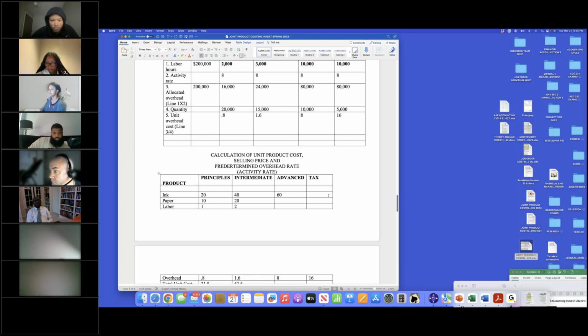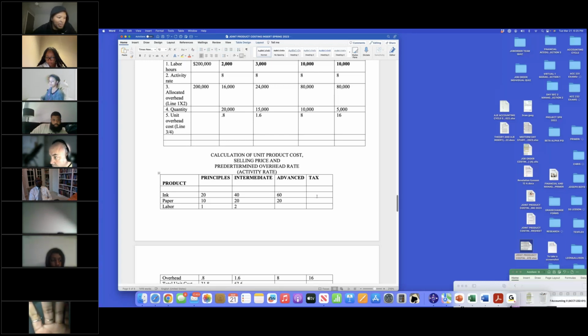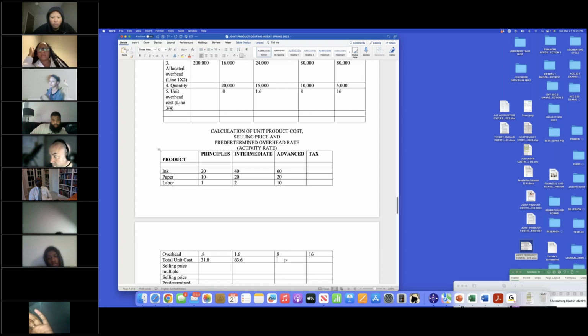What about the paper? 20. So we got 60 and 20. What's your labor? 1 book per hour, and my labor rate is $10 an hour. That's correct. So when we add them all up, how much is it? 60, 20, 10. It's 90 total unit cost.